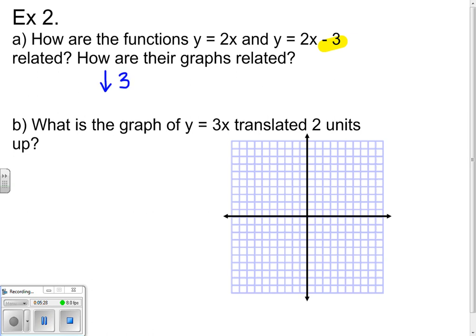So to prove that, I'm going to graph both of these on the xy axis. I'm going to do y equals 2x first. That is a line that starts at the origin, goes up 2 and over 1, a couple of times until you can draw a line. And y equals 2x minus 3 is a line that starts at negative 3, goes up 2 over 1, a couple of times, so you can draw a line.